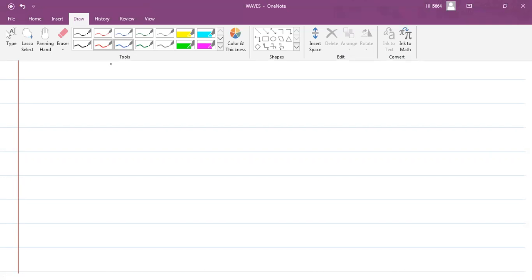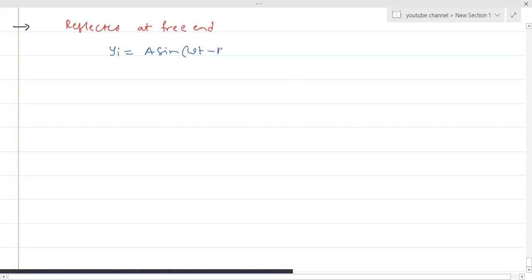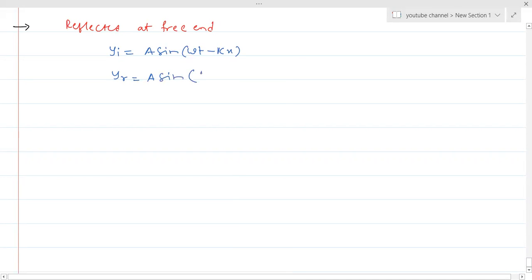Next, we will think of reflection at the free end. If the reflection is at the free end, we will write the incident wave y is a sine omega t minus kx. At the free end there is no phase difference. Therefore we have a into sine omega t plus kx.